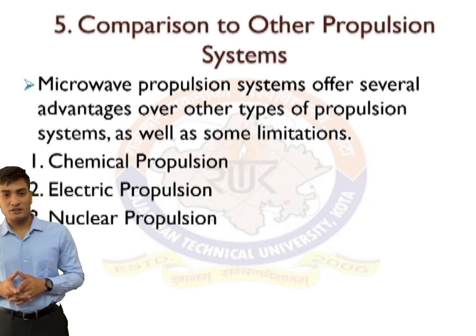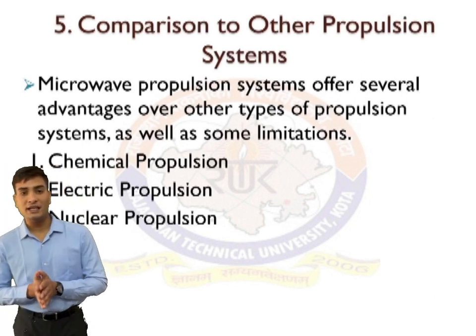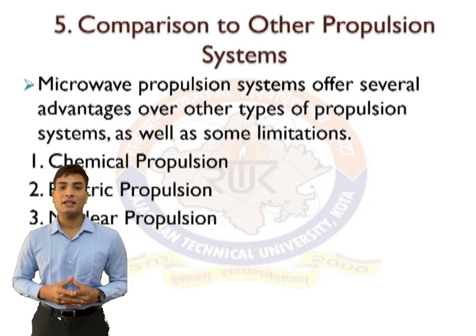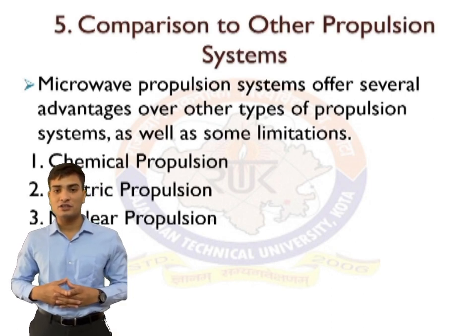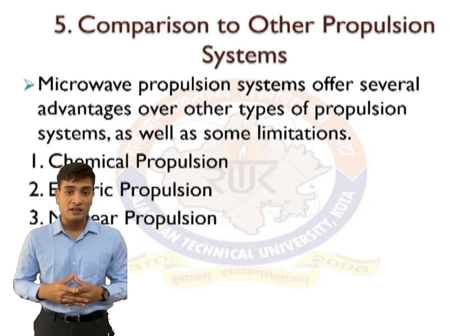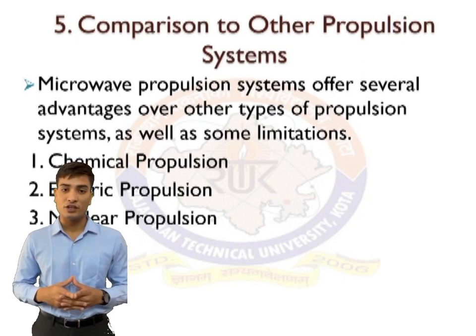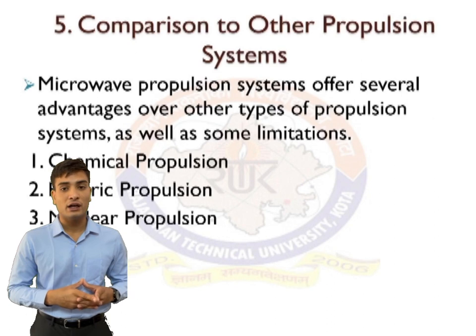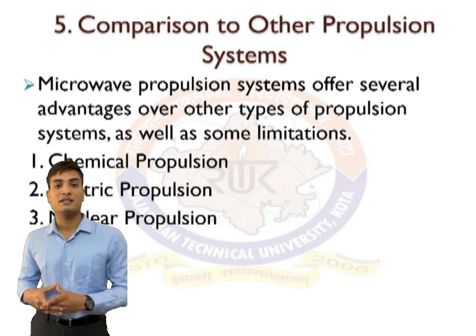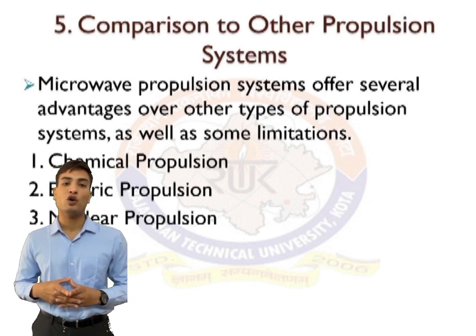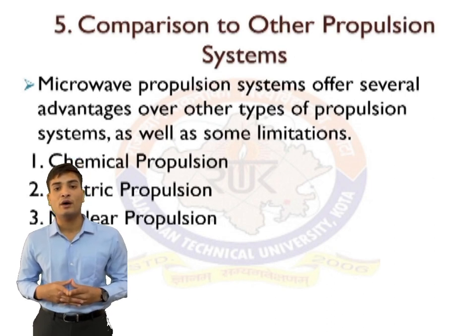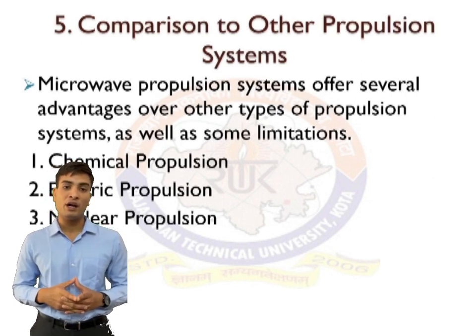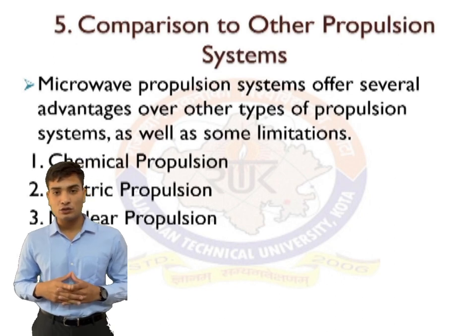Electric propulsion systems, such as ion thrusters or Hall effect thrusters, use electric fields to accelerate ions or plasma to produce thrust. These systems offer higher specific impulse and more efficient use of propellant than chemical propulsion systems, but they still require a significant amount of power and have limited thrust-to-weight ratios.